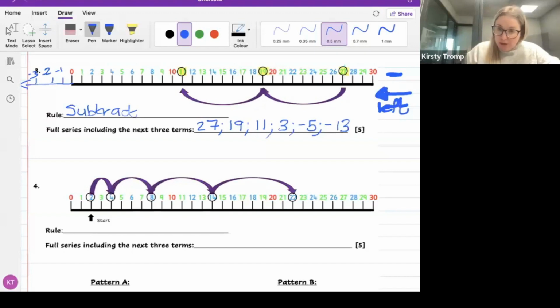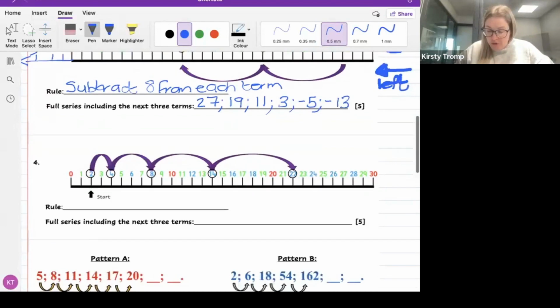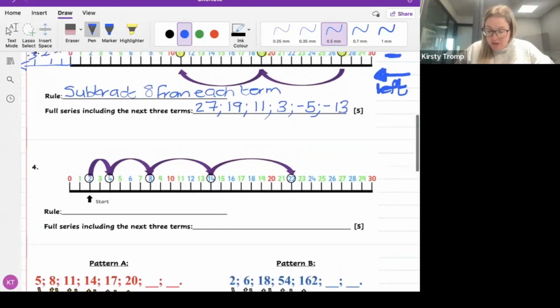So let's do the rule now. What are we doing? We subtract 8 from each term. Okay, subtract 8 from each term. All right. Okay, hopefully some of you got that one when you tried it by yourself. Let's try the last one.